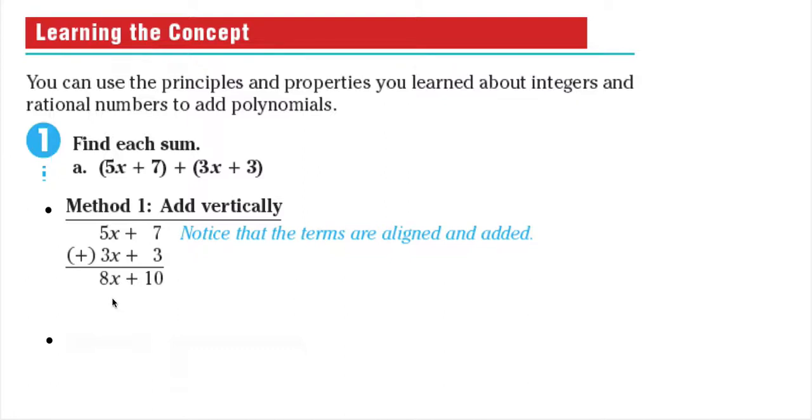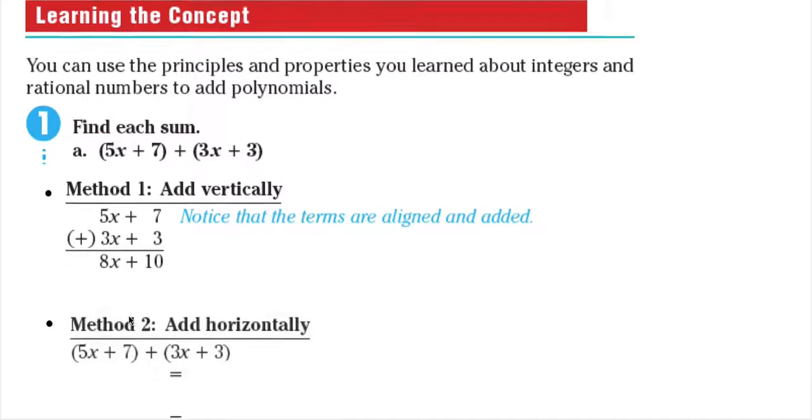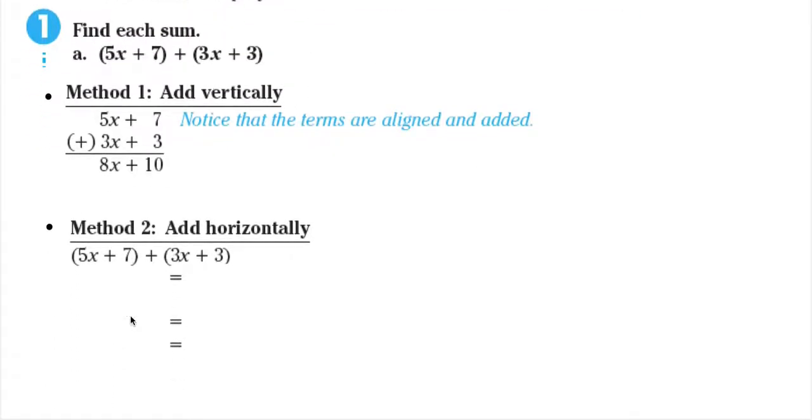Now, why can't we simplify this further? We cannot simplify this further because 8x and 10 are not like terms. So if they're not like terms, you cannot add them. So this is the simplest form, 8x plus 10. The second method is that we add them horizontally.